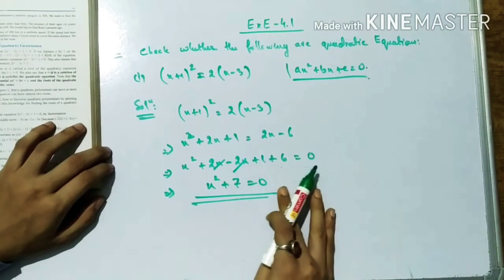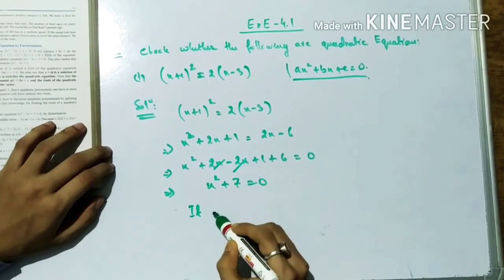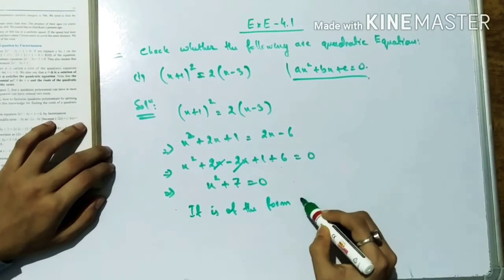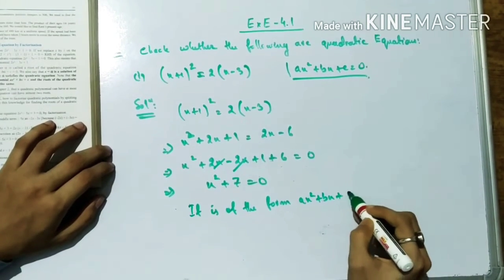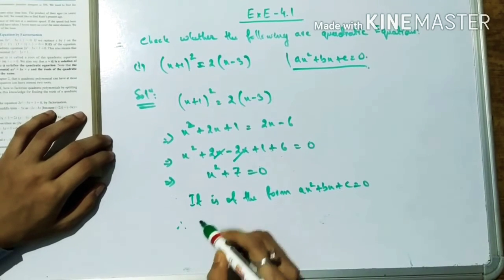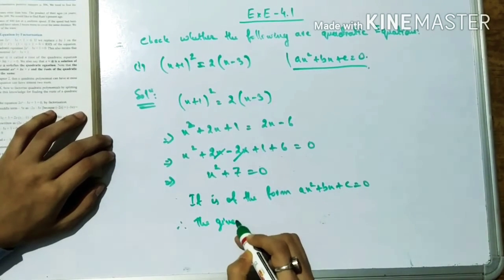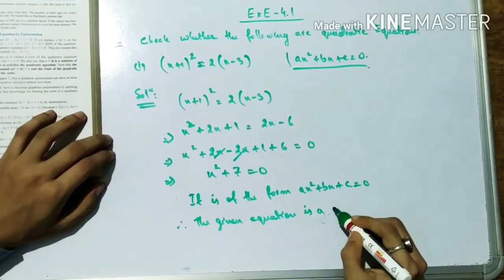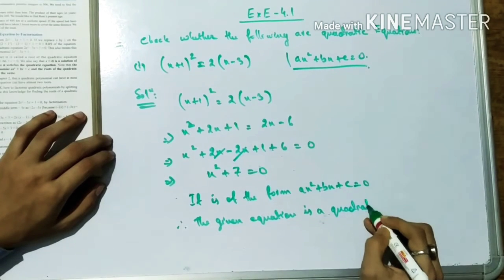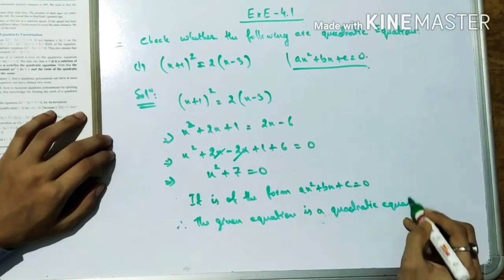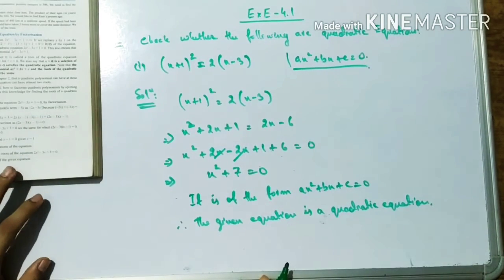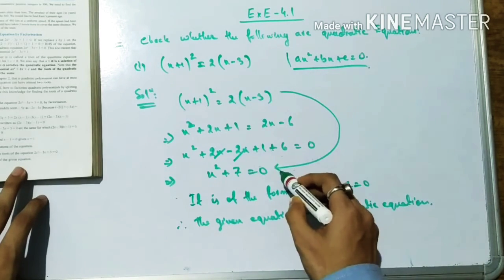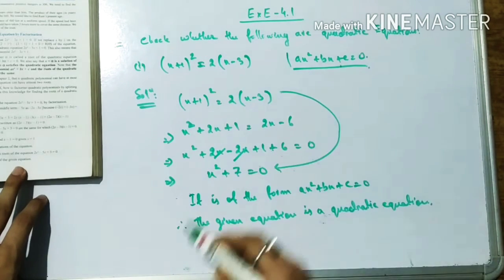So therefore, I can write that it is of the form ax square plus bx plus c is equal to 0. Therefore, the given equation is a quadratic equation. Understand, very easy. First of all, I will have to solve it and bring it in the form of ax square plus bx plus c is equal to 0.